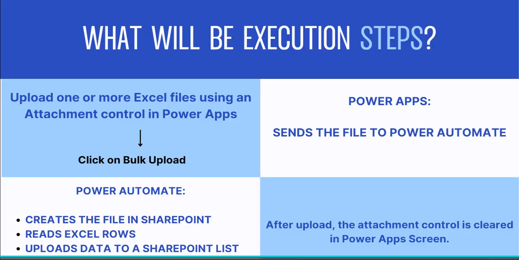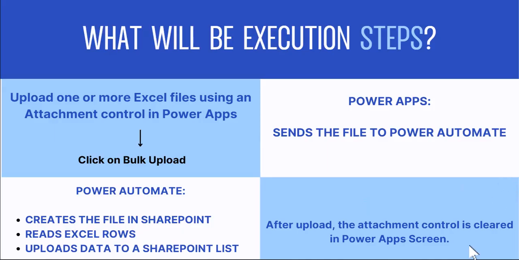So the execution steps will be, first we will upload the Excel file using an attachment control in the Power Apps. When the user clicks on the bulk upload button, the Power Apps will send the attachment control, the Excel file, to the Power Automate. Whenever the Power App sends the file to the Power Automate, it will be triggered automatically. The Power Automate is designed in such a way that it creates the file in SharePoint that has been received from the Power Apps.